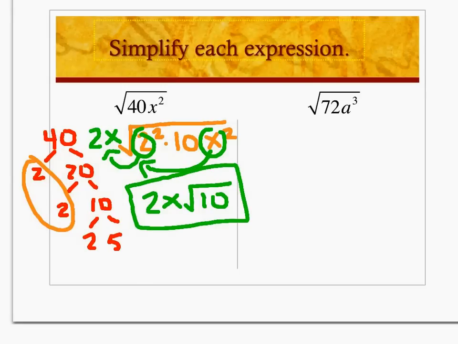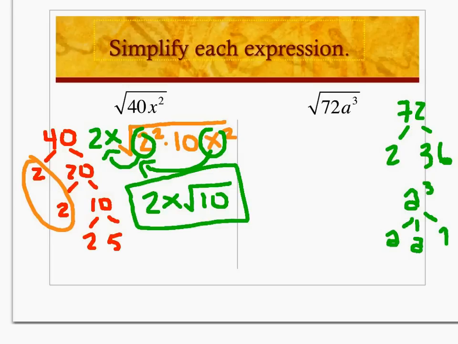Alright, looking at 72. 72 might not be obvious, the perfect squares that are hiding in there, but 72 is 2 times 36. Now remember, 36 is a perfect square, right? Now what about a cubed? Well, a cubed is an a times an a times an a. Now remember, anything that pairs up hops out. Well, these guys pair up, right? So an a is going to hop out.